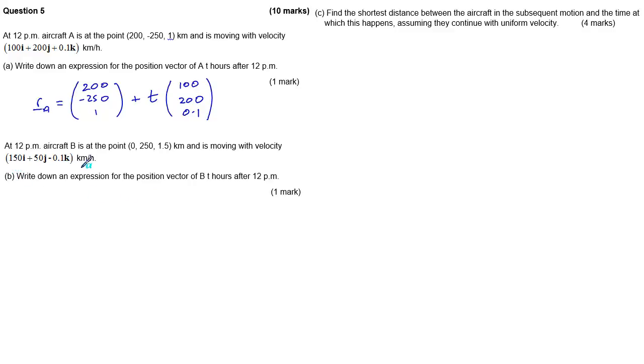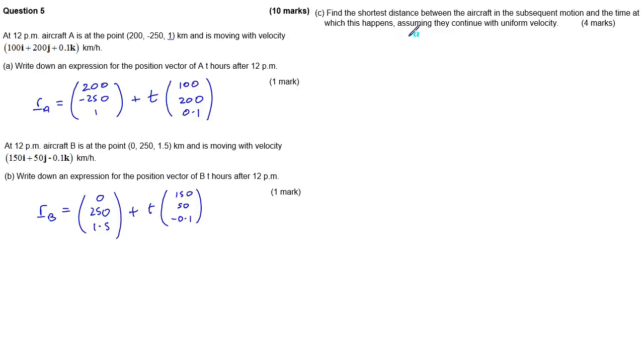Now aircraft B is at (0, 251.5, ...) and is moving with this velocity. So we want the position vector of that. So that's going to be 0, 251.5, and then every hour it's doing 150, 50, negative 0.1.